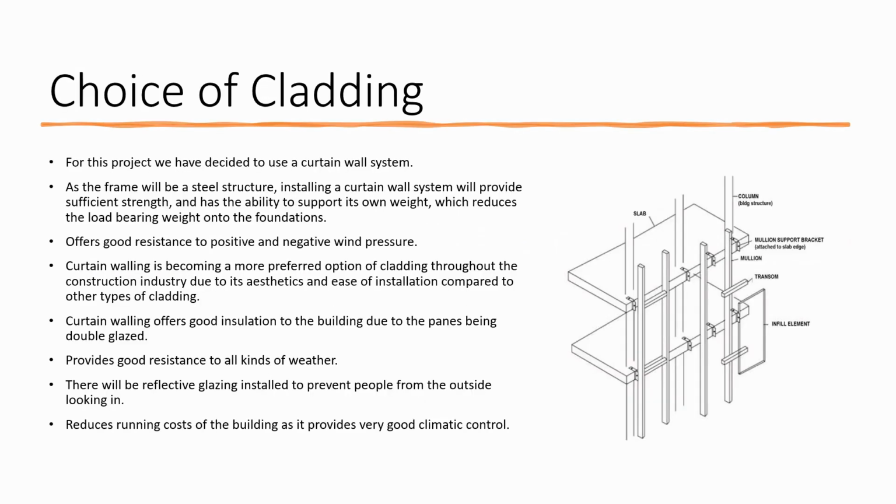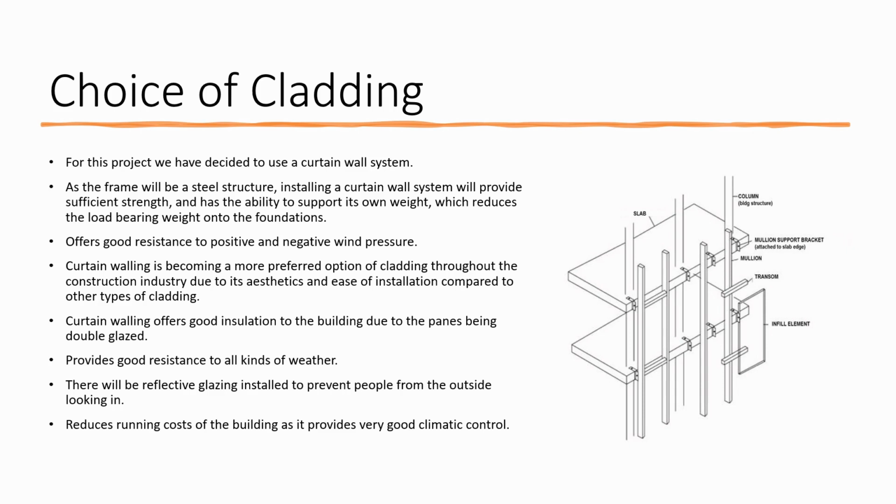For our choice of cladding, we've decided to use a curtain wall system. As the frame will be a steel structure, installing a curtain wall system will provide sufficient strength and has the ability to support its own weight, which will reduce the load-bearing weight onto the foundations. It offers a good resistance to positive and negative wind pressure.